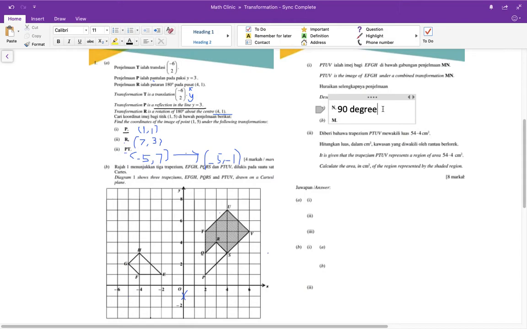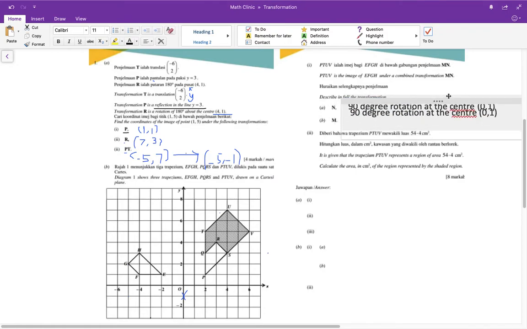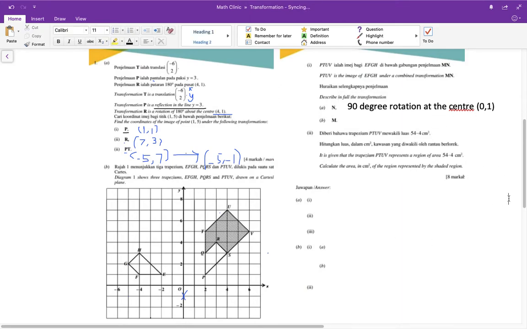So, rotation at the center. Where's this? You just read it from here. At the center, 0, 1. So 0 and then 1. Yeah, move it up so later it's easy for me to write for the M. So basically, this is a 90-degree rotation.